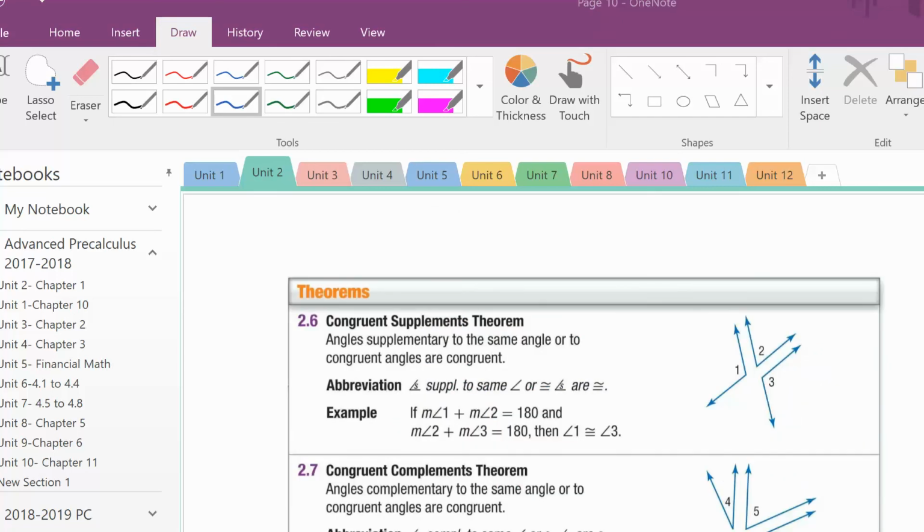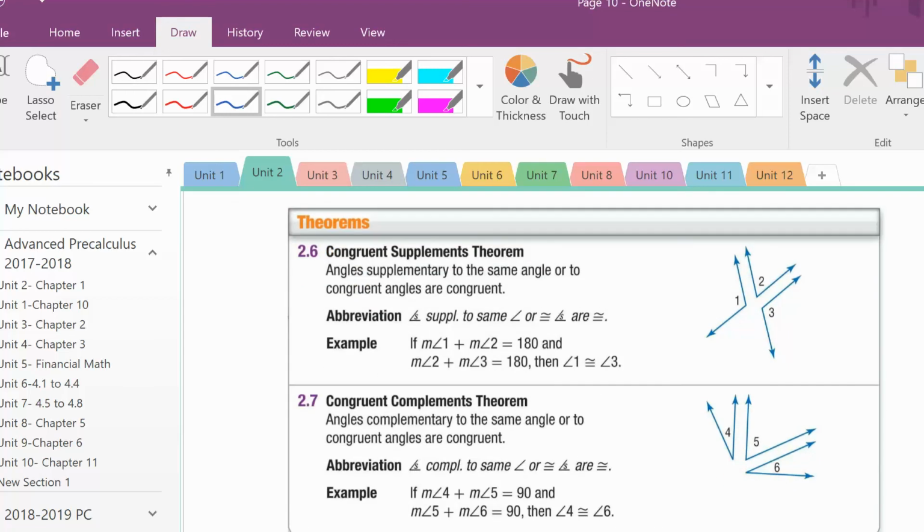All right, so some more theorems with regards to angles. If two angles are supplementary to the same angle, so for example, angle 1 is supplementary to angle 2. So let's say that angle 1 is 100 and angle 2 is 80 degrees. And then angle 2 is supplementary to angle 3. So if these two are supplementary, that means that has to be 100. So notice angle 1 and angle 3 are congruent because they are both supplementary to the same angle.